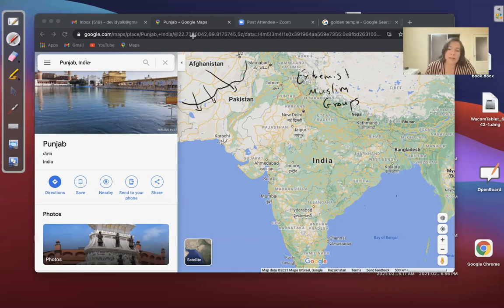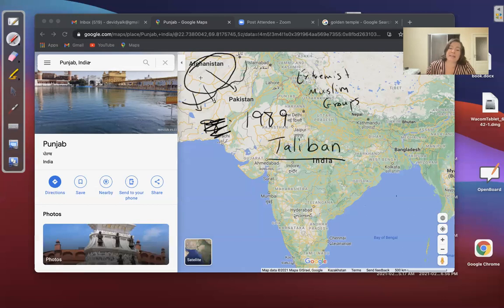When Russia left Afghanistan in 1989, not 1889, 1989, all Russians were out of Afghanistan. And at that time, a group called the Taliban, this was an extremist Muslim group, took control of Afghanistan because their government had been completely destroyed. The Soviet Union was gone. The Taliban rose up and took control.